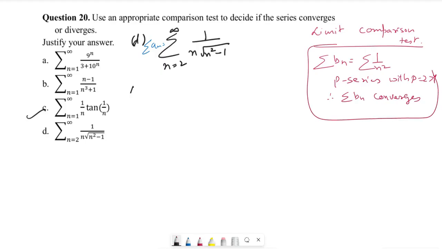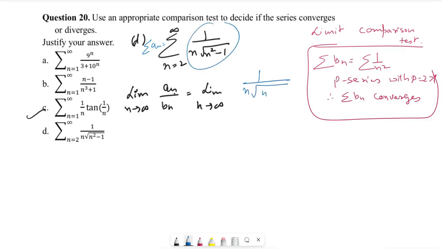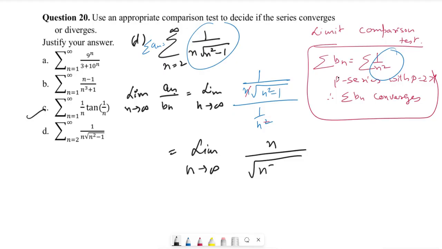Okay. Now, for the limit comparison test, we need to find the limit as n approaches infinity of an by bn. The limit as n approaches infinity, an is this expression divided by bn, which is 1/n². One factor of n will cancel. So what do we have? The limit as n approaches infinity of n divided by the square root of n² minus 1.